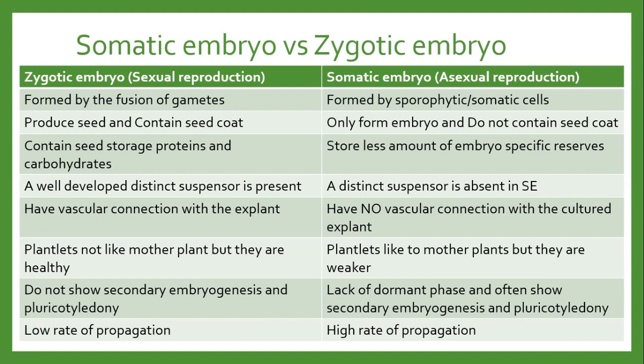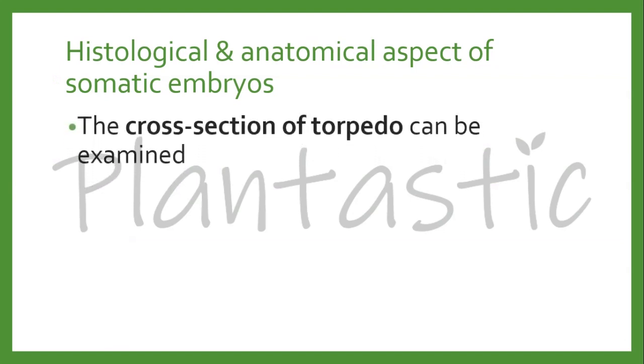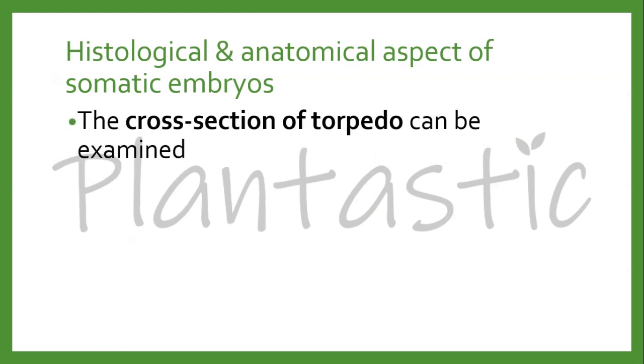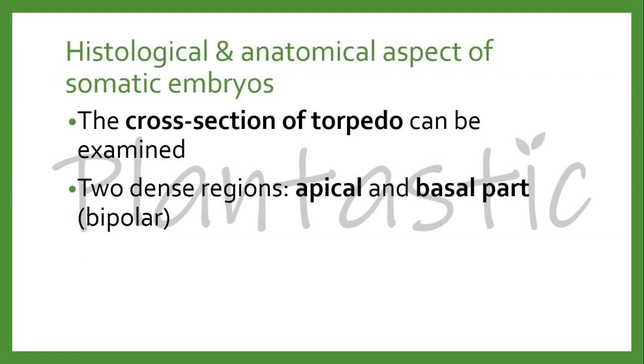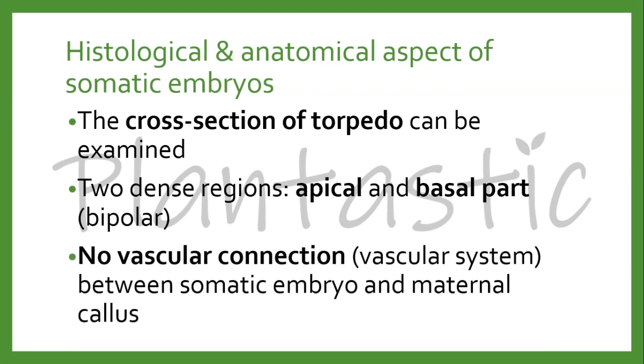Before we end our video, let's look into the histological and anatomical aspect of somatic embryos. The cross-section of the torpedo can be examined. They will have two dense regions, which are the apical and basal parts. They show bipolar characteristics. There will be no vascular connection, which is the vascular system, xylem and phloem, between the somatic embryo and maternal callus.